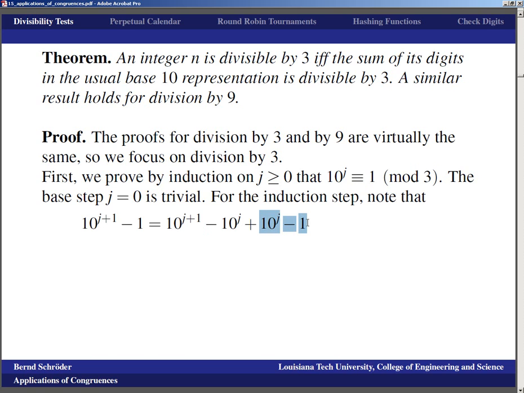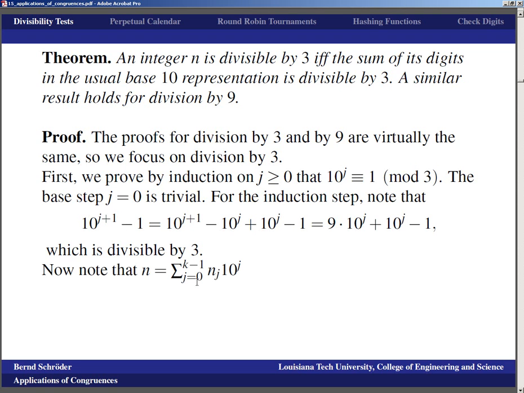And we know that that one is divisible by 3 already, because 10 to the j is equal to 1 modulo 3. And for the other one, if we factor out a 10 here and subtract, 10 minus 1 is 9, so we end up with 9 times 10 to the j plus 10 to the j minus 1, and that is divisible by 3, which means that 10 to the j plus 1 is equivalent to 1 modulo 3.